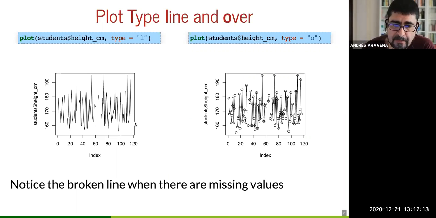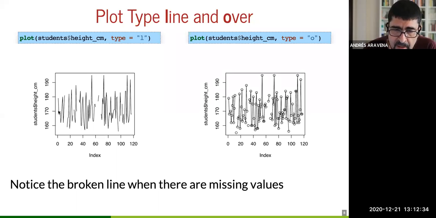So you notice here that the line is broken, and the line is broken because you have non-available data. So when the data is not available, you don't draw anything, and the line cannot be drawn there. So you only have lines between elements that are available.